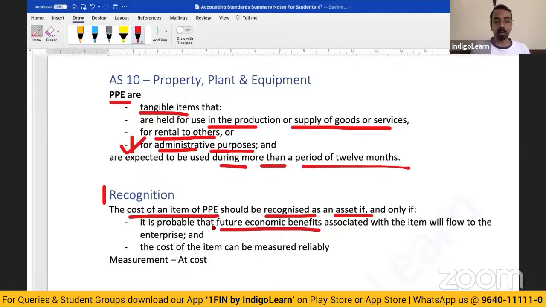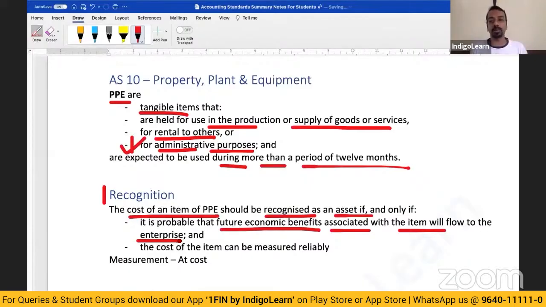First one, it is probable that future economic benefits associated with the item will flow to the enterprise. Meaning to say, this item which we have purchased, because of that item we will get future economic benefits. So let us say we purchase a computer. That computer we use to create videos. Using those videos we provide classes to our students. By selling those classes we make some money. We get future economic benefits.